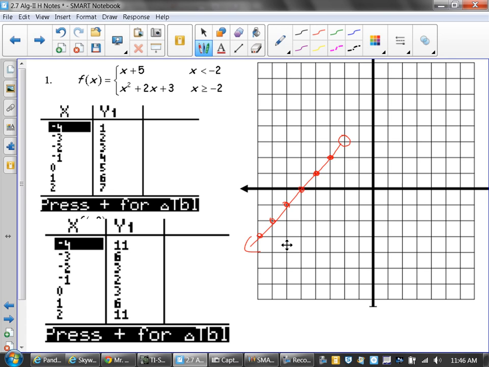I'm hoping that you don't have to use a table for x plus 5. But if you've got a quadratic in there, go for it. Some of the ones that I've shown earlier, I wanted to show you guys that you can use your table to help you get the right ordered pairs and make sure that your graph is correct.